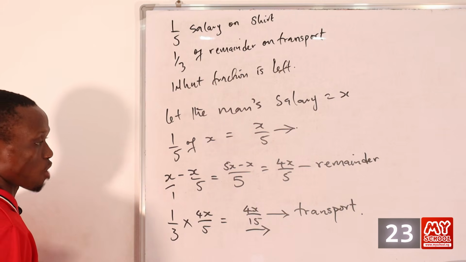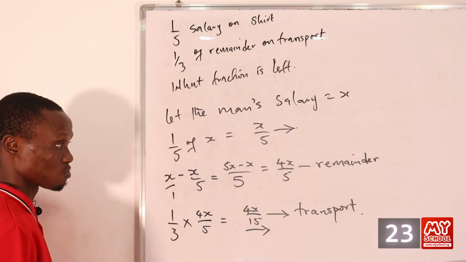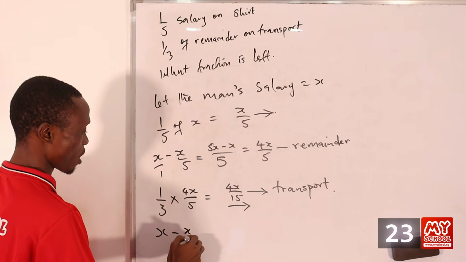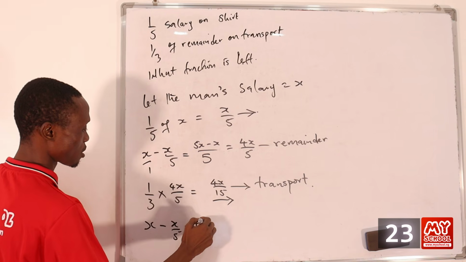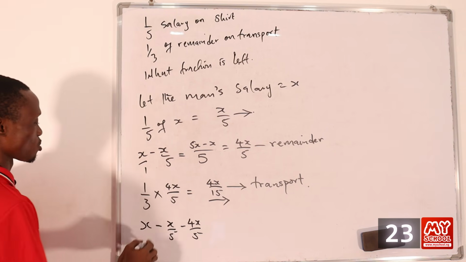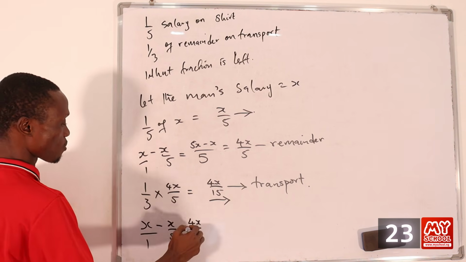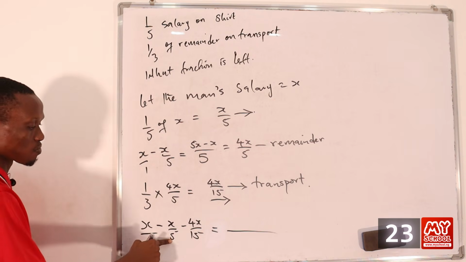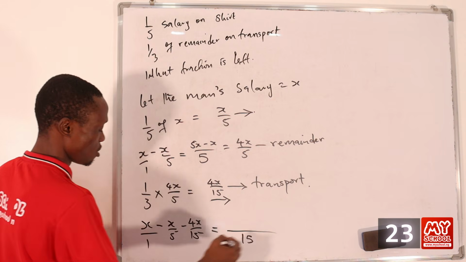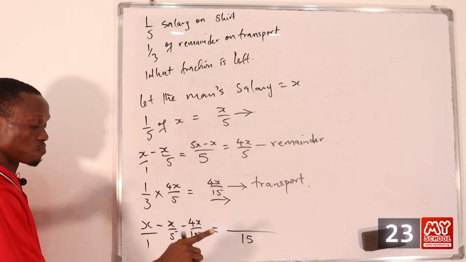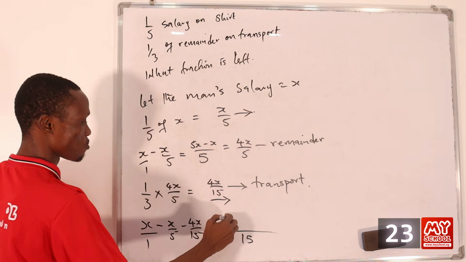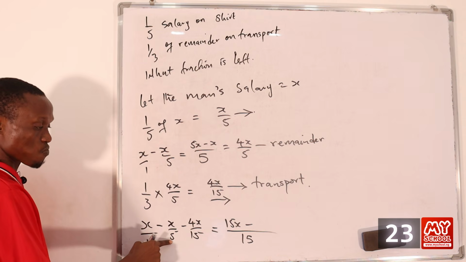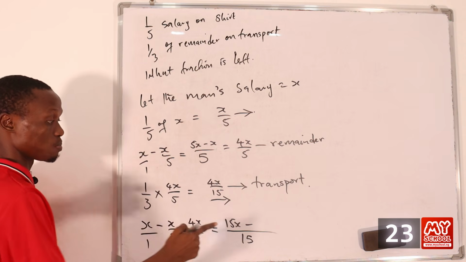So now let's get the fraction of the salary that is left. That will be S minus S/5 minus 4S/15. So the LCM here is, sorry, over 15. The LCM of 1, 5, and 15 is 15. So 1 into 15 is 15, 15 times S gives you 15S. Then we put our minus, which is this minus. Then 5 into 15 is 3.